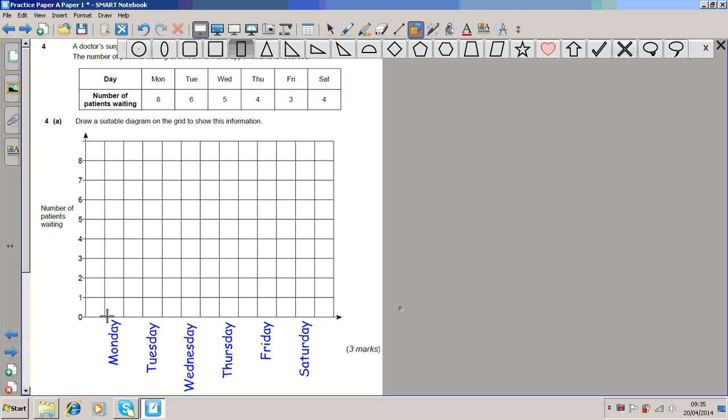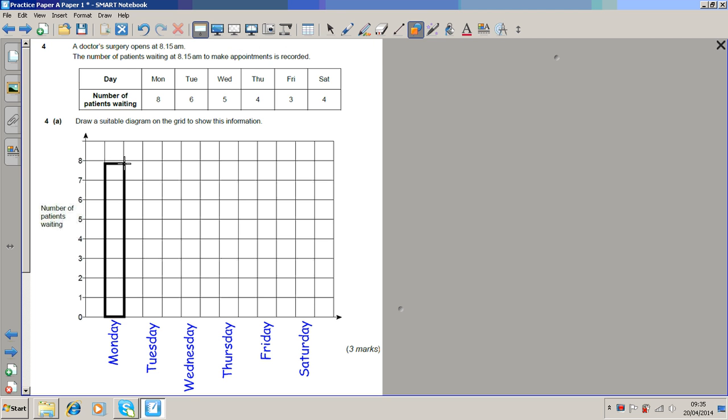And it goes up to 8 on Monday. And Tuesday goes up to 6. And Wednesday goes up to 5. Thursday goes up to 4. Friday goes up to 3. And Saturday goes up to 4.